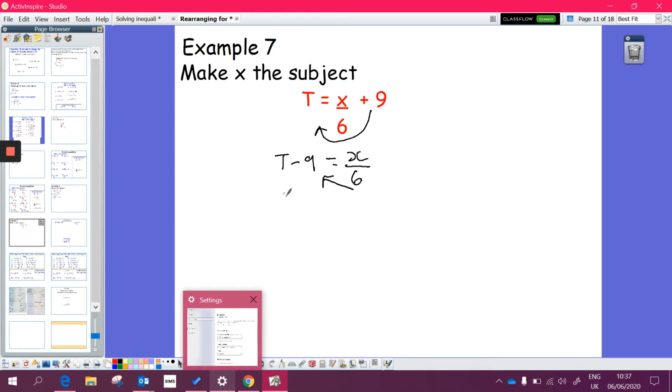So if I times this by 6, I'll get a 6t. Minus this times by 6 is 54, equals your x. So again, remember to multiply both bits by the 6, and then you get your answer. So again, x equals 6t minus 54 is your answer.